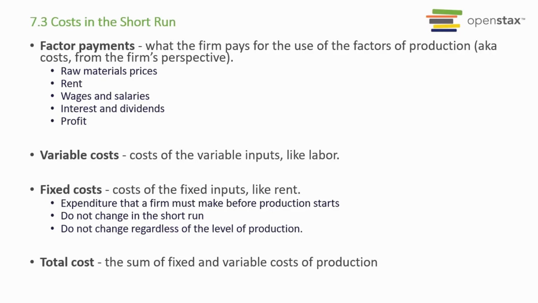And we can do this based upon the different levels of production. We have the variable cost, which is the cost of the variable inputs, which are labor. And then we have fixed cost, which include costs for fixed inputs like rent. And that is the expenditure that the firm has to make before production can start. And it doesn't change in the short run, and it doesn't change regardless of the level of activity. And then the total cost is the sum of the fixed and variable cost of production.